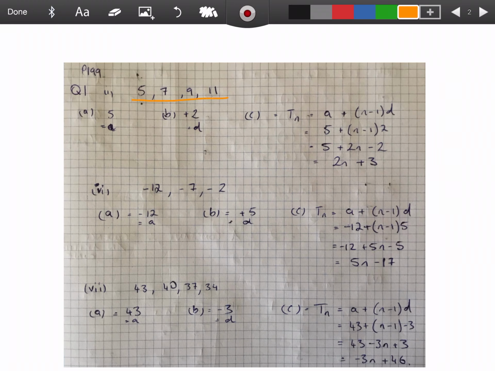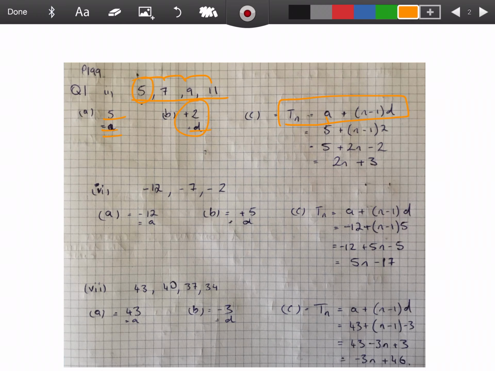My start point is my A value, 5. My common difference, the difference between each term, is plus 2. You can notice that I put in the sign, plus 2 for D. So now I have A and I have D, and I'm going to use them to get the Tn, or the general term.